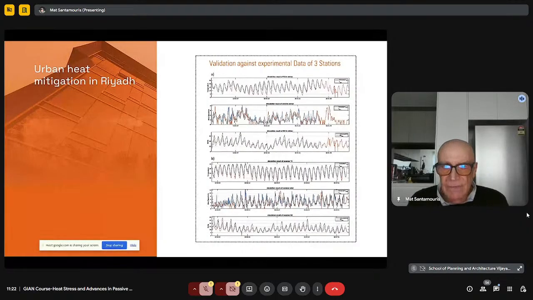You can understand that the simulations were accurate and could predict the existing climatic conditions with sufficient accuracy. This is extremely important for such a study. If you don't perform this kind of analysis, you are not sure about the quality of your data and the quality of your predictions.